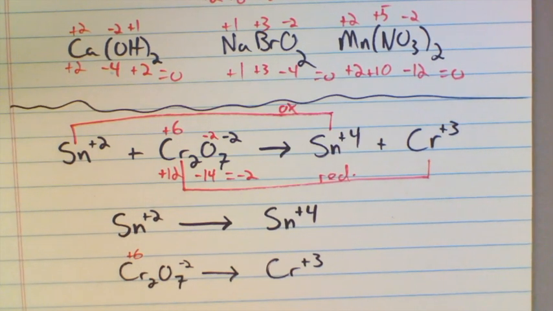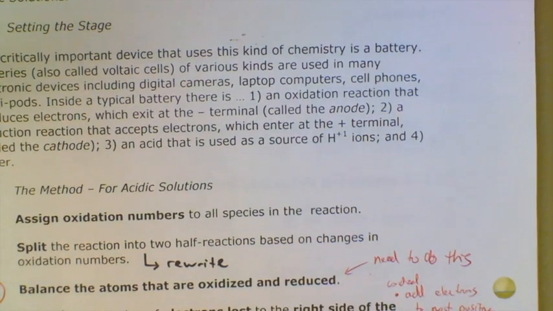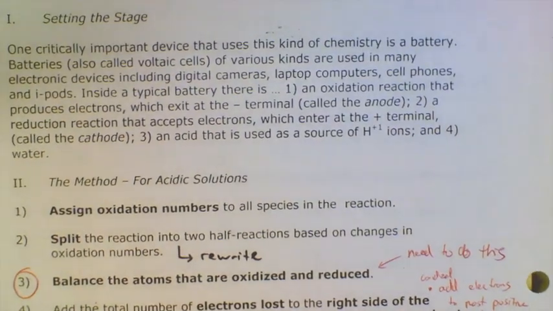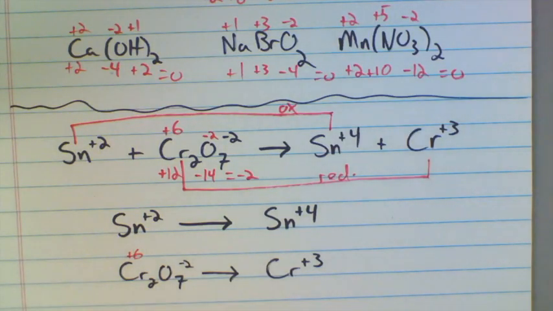So now we are on step 3 here. So we're on to balance the atoms that are oxidized and reduced. This is a really important step. I would even say circle it, because sometimes people forget to do this, and if you don't do this step, none of the other steps will work. So make sure that you balance.